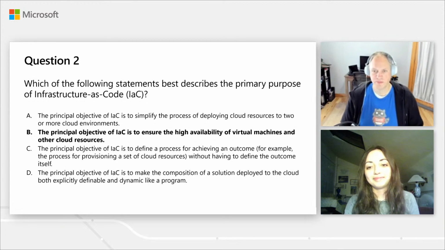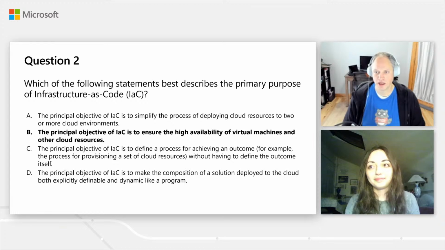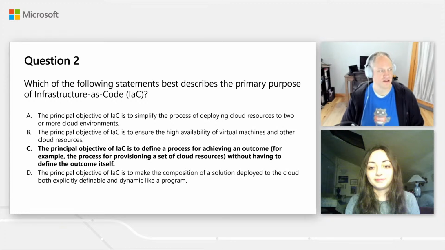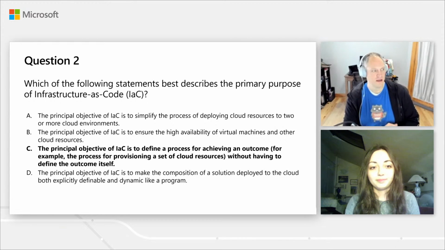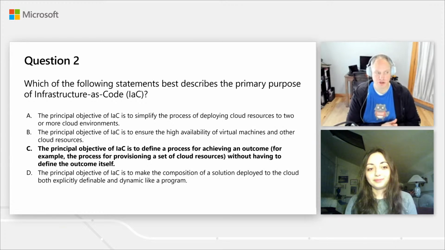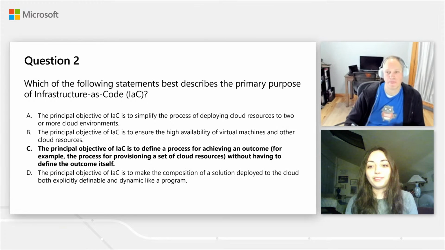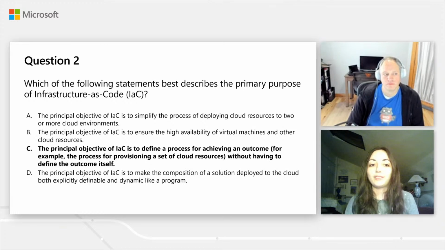Okay. Well, we got some answers coming in the chat. So far, we're leaning towards D, but let's take a look at the next answer in our list here, which is C. All right, Foteini, how about: the principal objective of infrastructure as code is to define a process for achieving an outcome, for example, the process of provisioning a set of cloud resources, without having to define the outcome itself? So that's a tricky one. With infrastructure as code, you define the outcome that you want, and the infrastructure as code tool creates a process for achieving that outcome. So this is false.